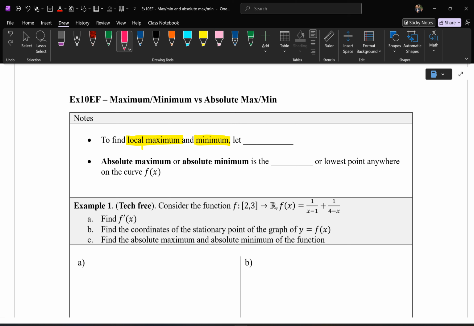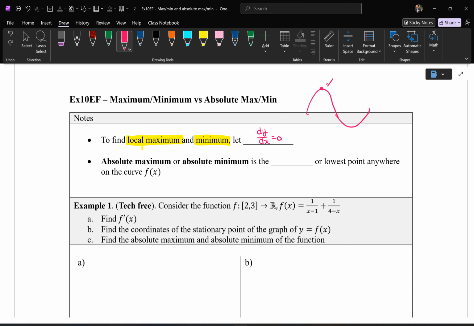Not sure, Vibha? How do you find local max and local minimum? The gradient equals 0, which means the derivative delta y over delta x equals 0, because local max and local minimum just means a turning point.